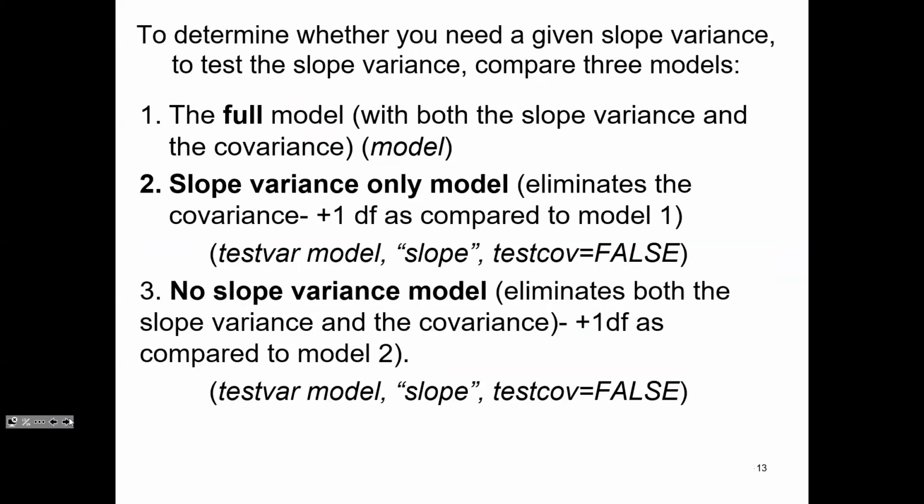I'm really just eliminating the covariance. And then the no slope variance model, which eliminates both the slope variance and the covariance. There you would say test var, model, slope, test. Oh, wait a minute. I totally messed that up because they both say false.